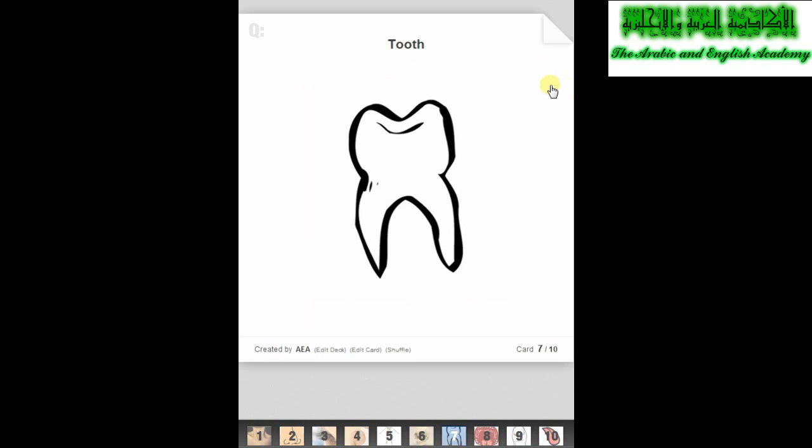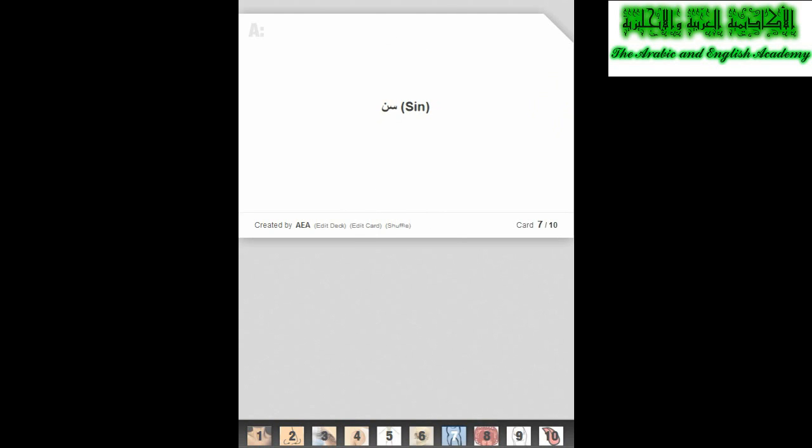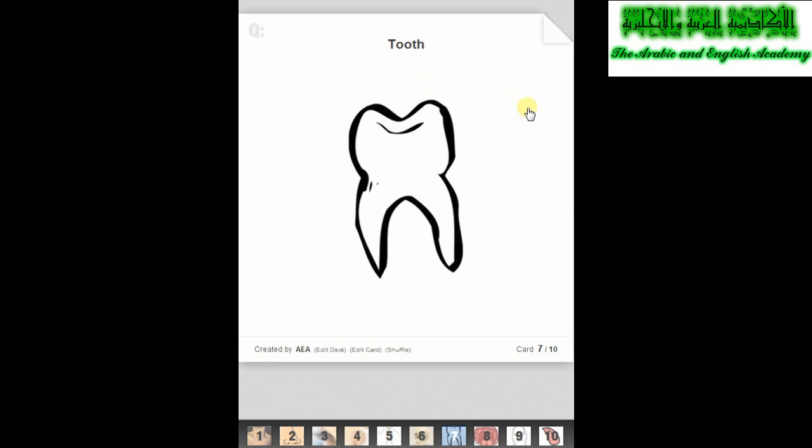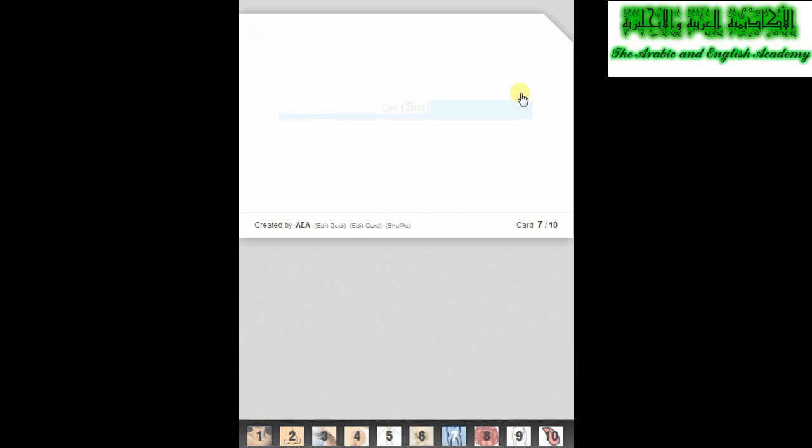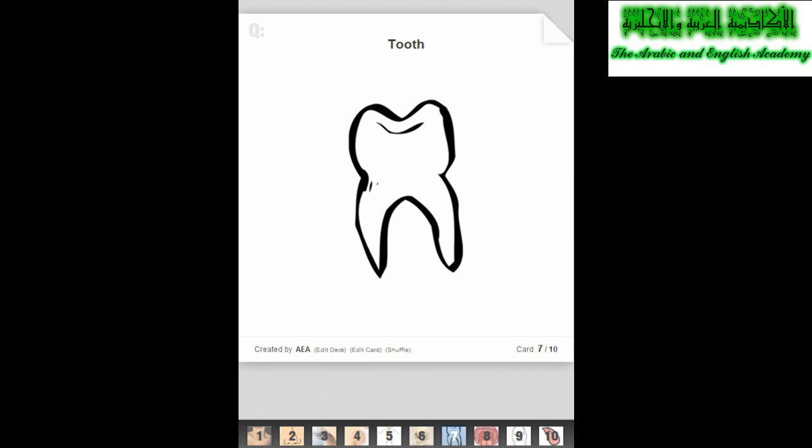The next word we have is tooth, and tooth in Arabic is sin. Sin. Just like the English word sin, like if you're a sinner, sin. Tooth. Sin.